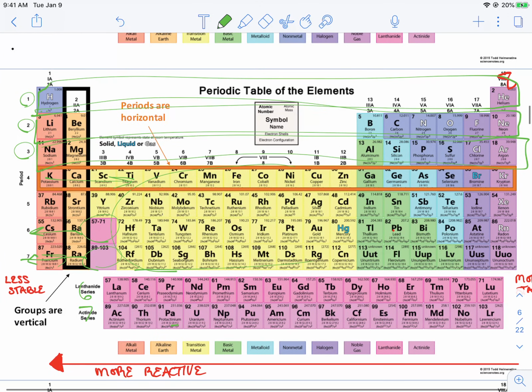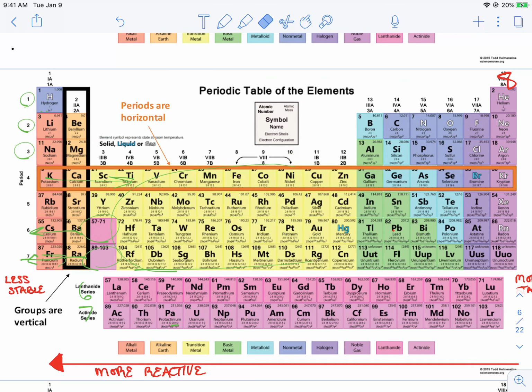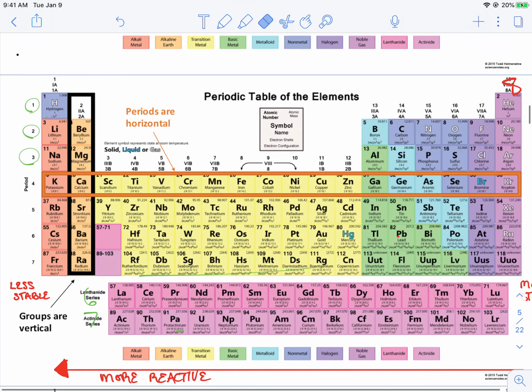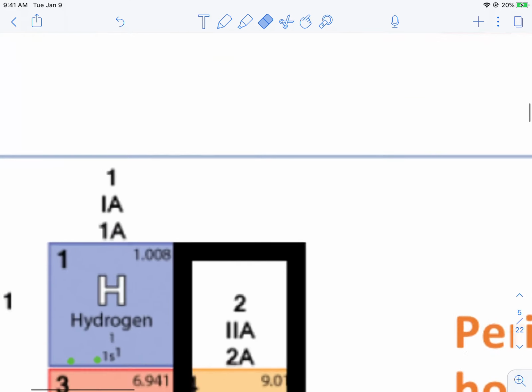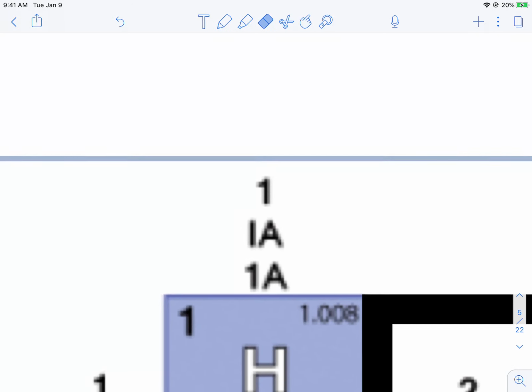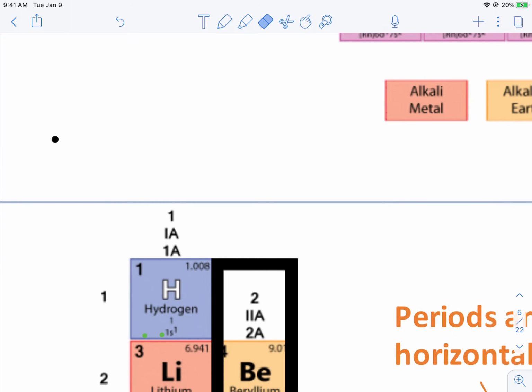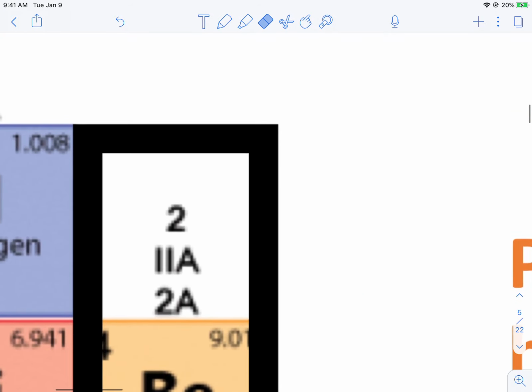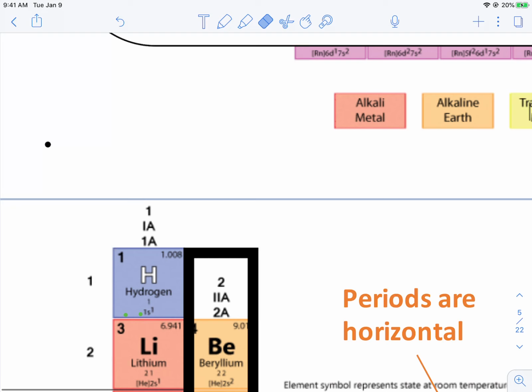Now, what about the groups, the vertical columns? The vertical columns are organized for a different reason, but they're no less simple to navigate. You'll see that we have 3 pieces of information. We got a 1, we have a IA, and we have a 1A. So what does that mean? Well, the I is actually a Roman numeral, because you'll see 2 I's down here, which is Roman numeral for 2. So it's symbolic of 2.